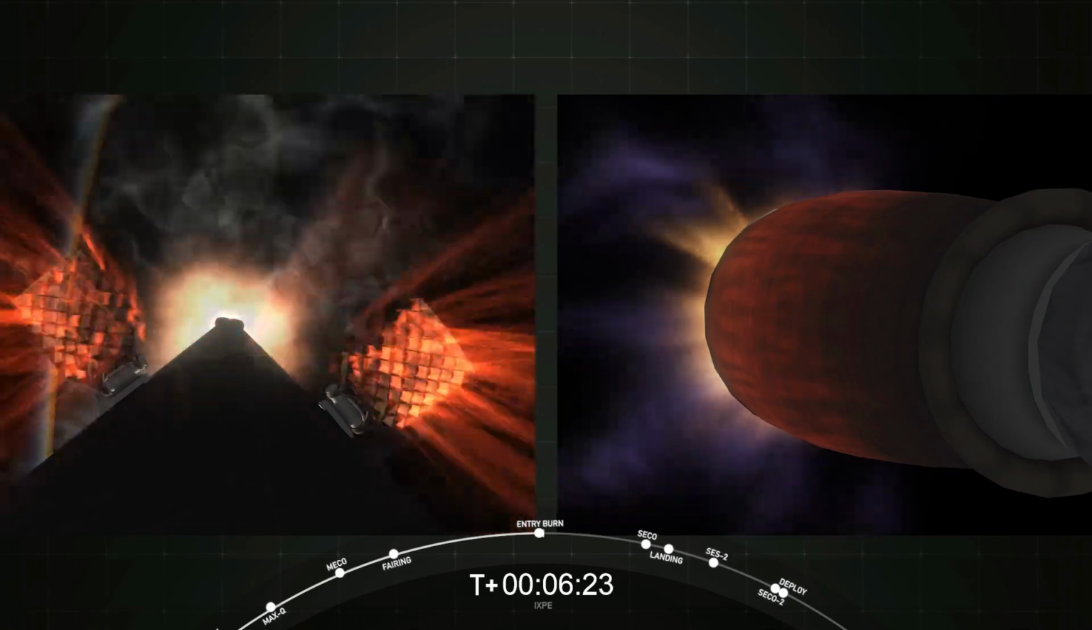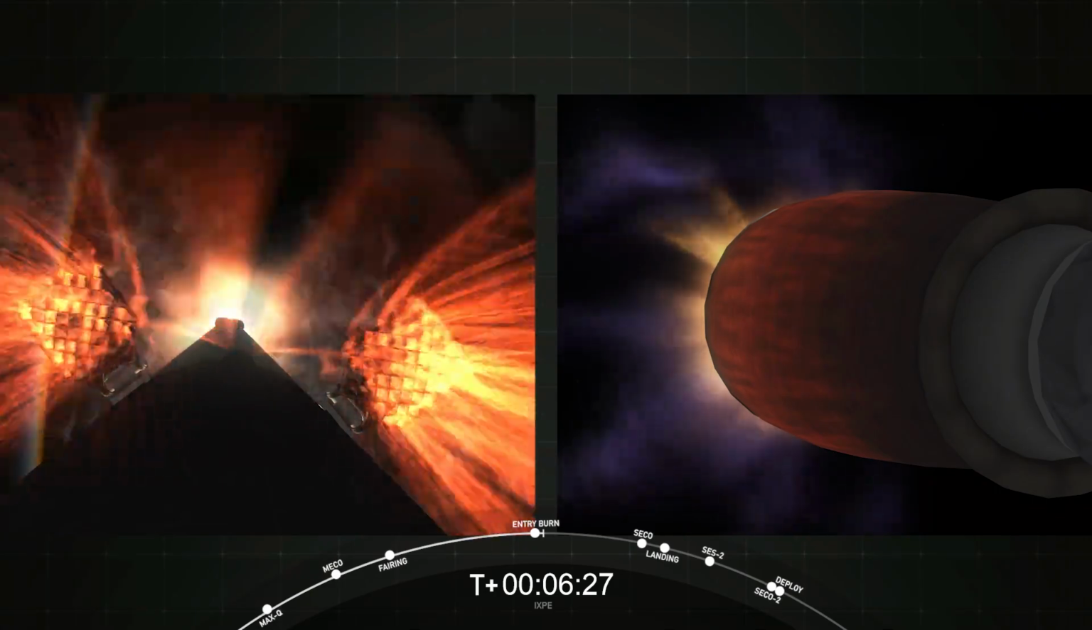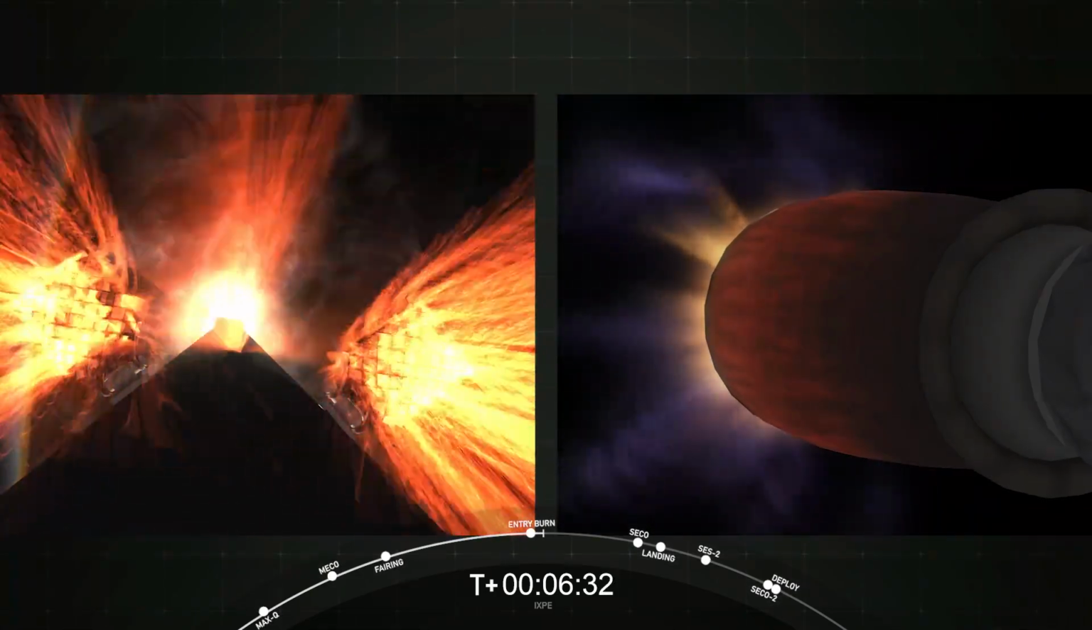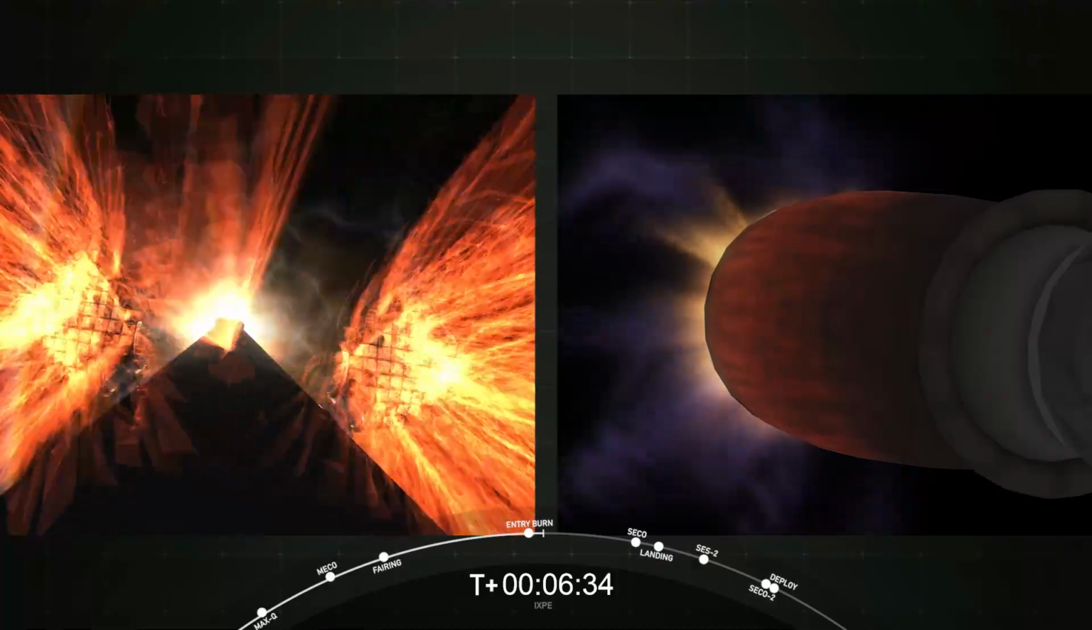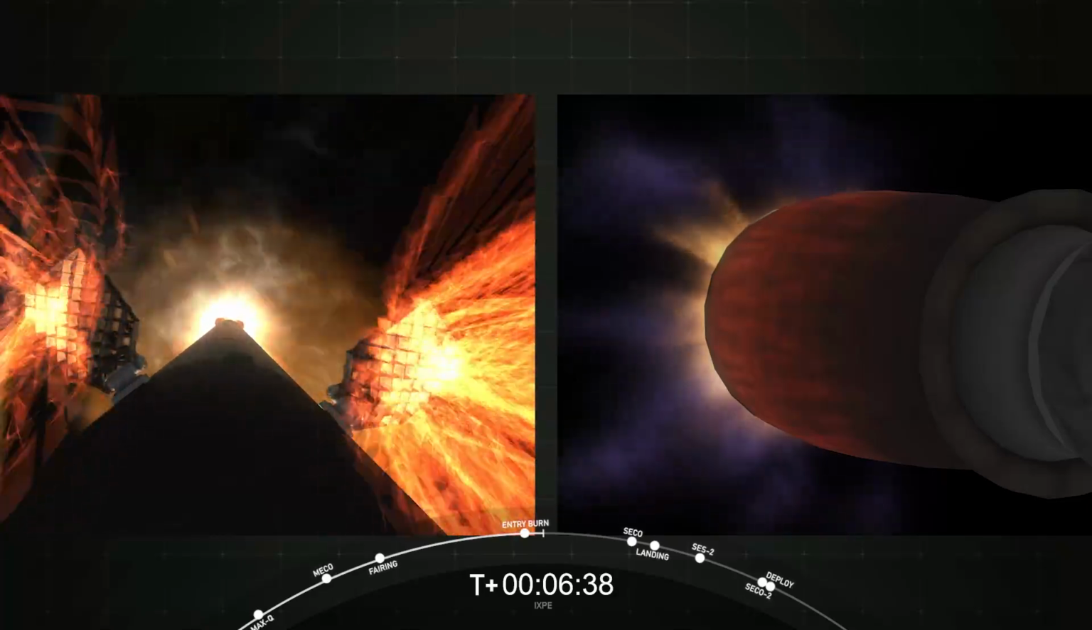Stage one entry burn startup. So on the left-hand side of your screen, you can see the grid fins and the plume from the entry burn. At this point, we are firing three of the Merlin 1D engines, and we're decelerating the first stage, but we're still going pretty fast.